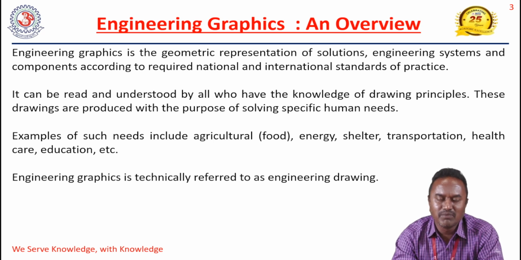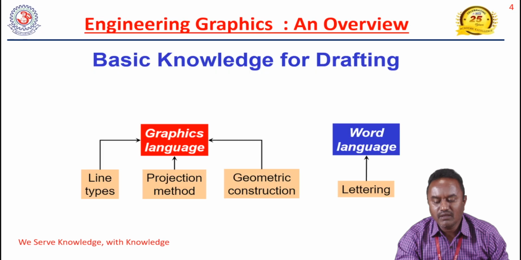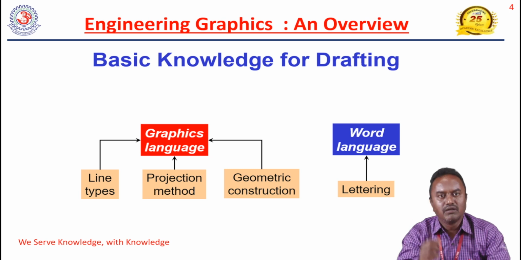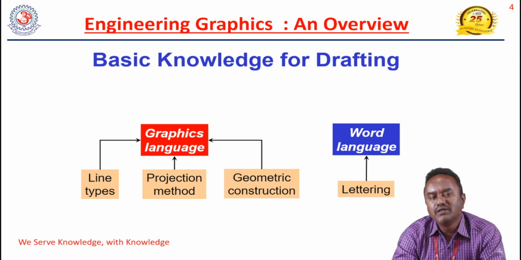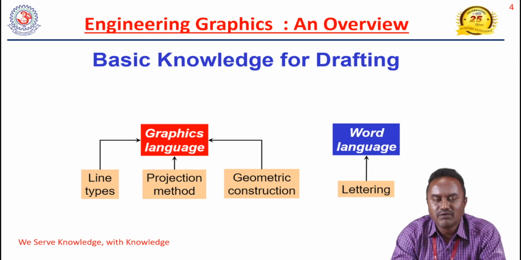So for the manufacturing of any component, the very first stage is the drawing of that component. That drawing is made by means of engineering graphics. Now, basic knowledge for drafting. First we need to know the difference between graphic language and word language. In a graphic language, we use different line types, different projection methods, and different geometrical construction. For a graphical language, these three things are very essential.